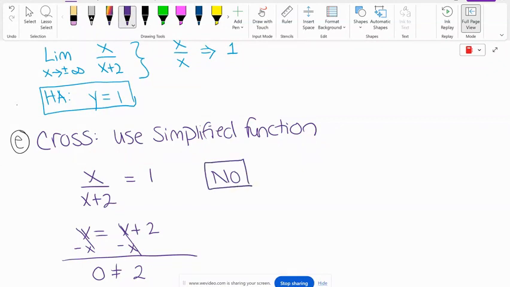We are now ready to sketch. Can I go to my sketch? Yeah? Okay.